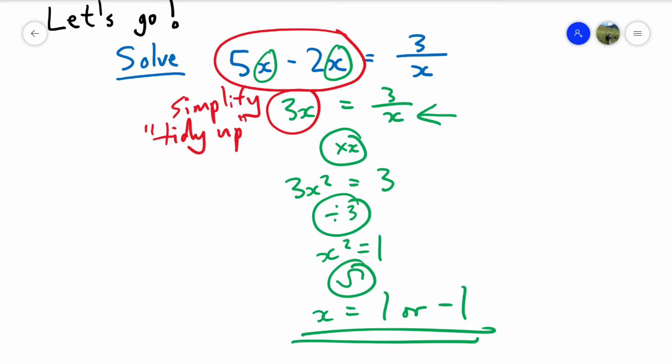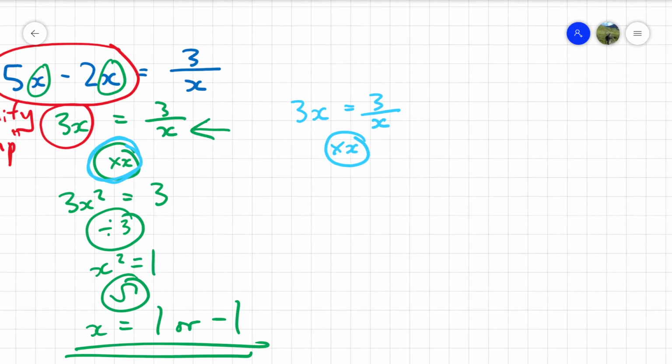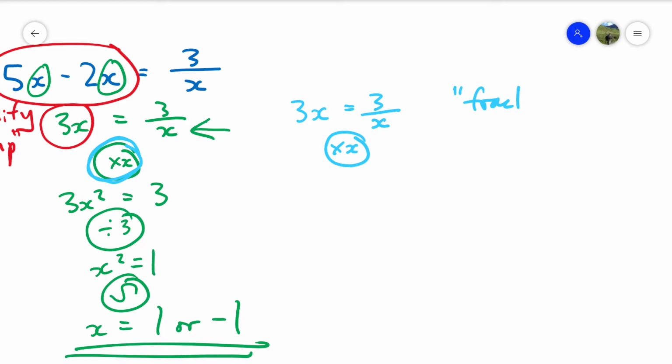Here's a puzzle. Why did we times by x? I'm just going to write it out again because I feel like it could do with being a bit clearer as we're talking about it. So we had this situation. We decided to times by x. The reason we did it, and this is kind of new, is fractions are a problem. They're generally a problem. Generally, let's get rid of them.